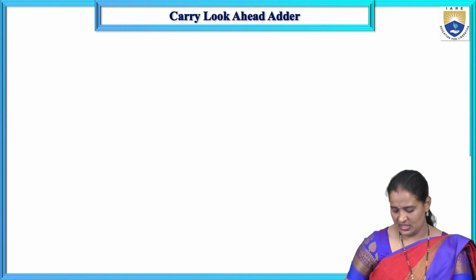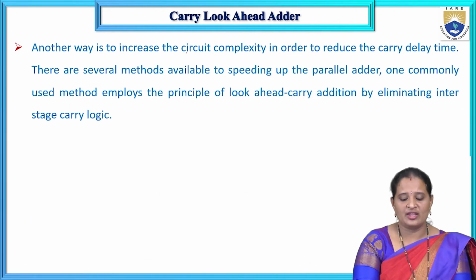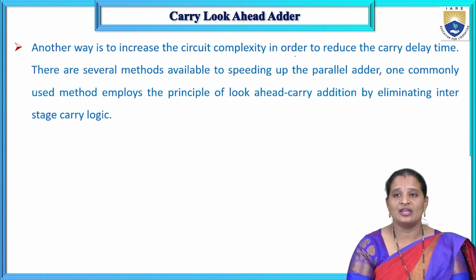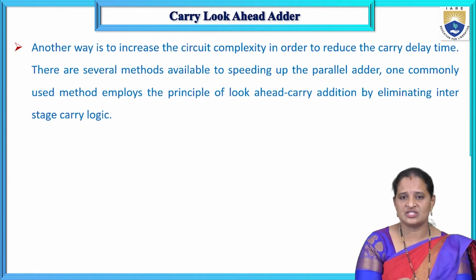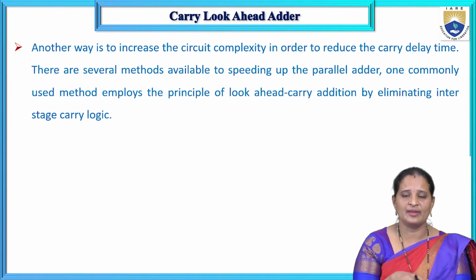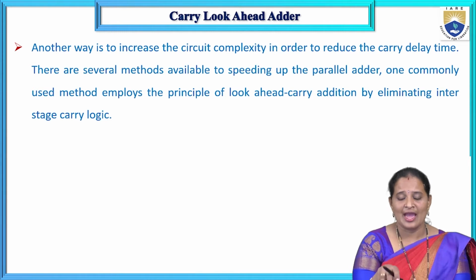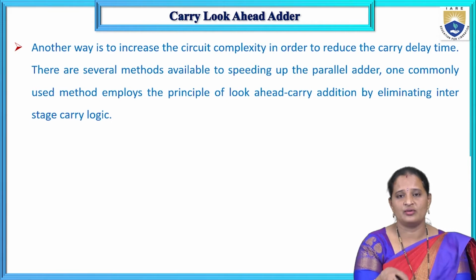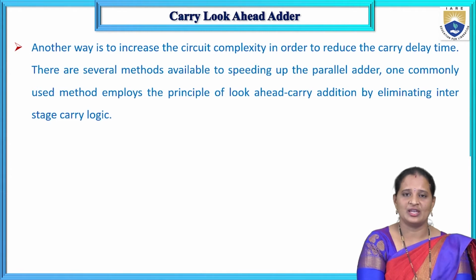The next one is the carry look-ahead adder. Another way is to increase the circuit complexity in order to reduce the carry delay time. The first way is to use gates with reduced delays, which has limitations, as every physical logic gate has its own limitation of delay. That is why we go for another mechanism, where we increase the circuit complexity in order to reduce the propagation delay.